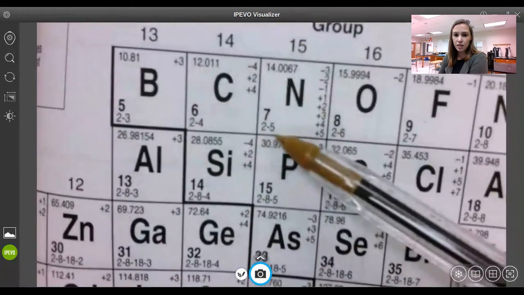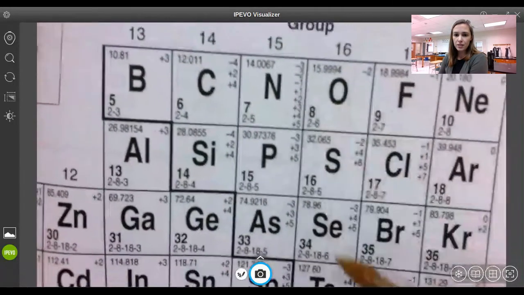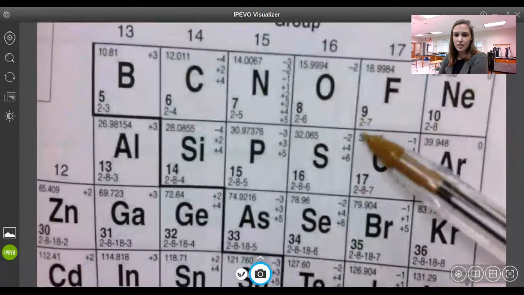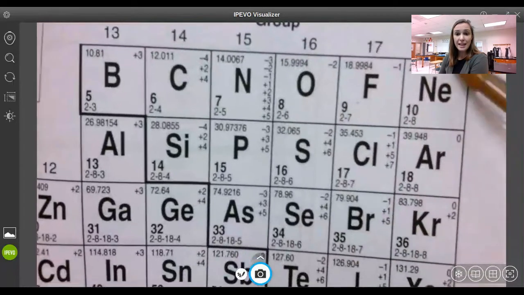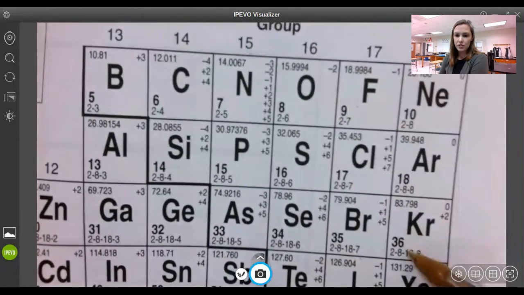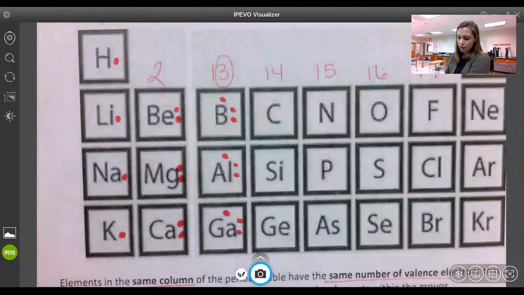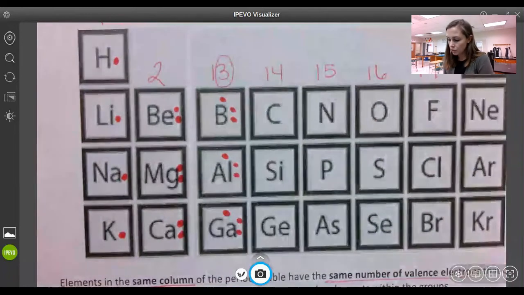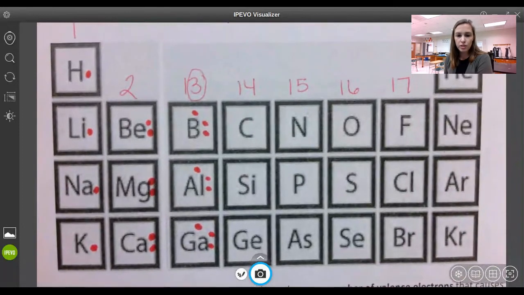Group 15 is all 5. Group 16 is all 6. 17 all have 7 valence electrons, and then 18 has 8 valence electrons. Remember, that's the maximum amount of valence electrons it can have. So kind of just working off of that, I'm not going to fill in this whole chart for you for the video. You can go through your notes and do this on your own.